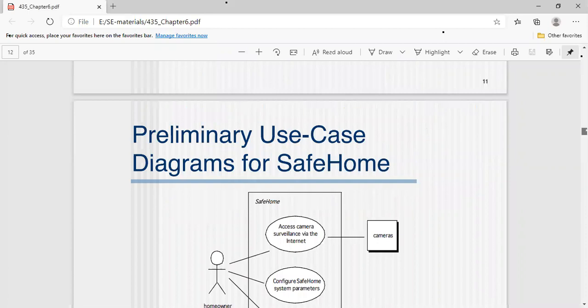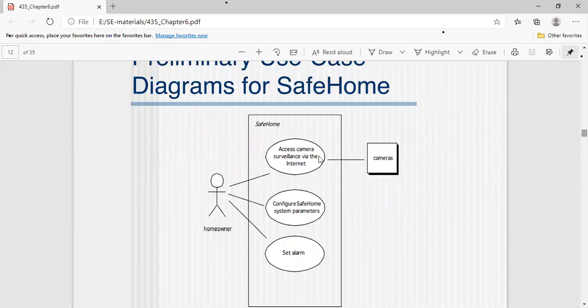So let's go to the second example of a use case, a safe home. Second example of a use case diagram for a safe home. How will we describe it? If you should develop a safe home, then you need to establish cameras. If your project is related to a safe home, who is the actor? The actor is the home owner.